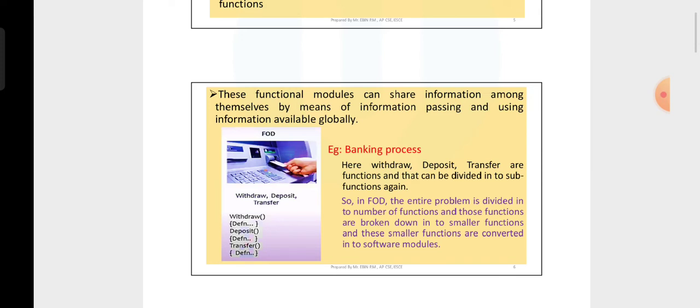So basically in function oriented design, the entire problem is divided into functions, and those functions can be broken down into further sub functions or smaller functions, and these smaller functions are converted into software modules.